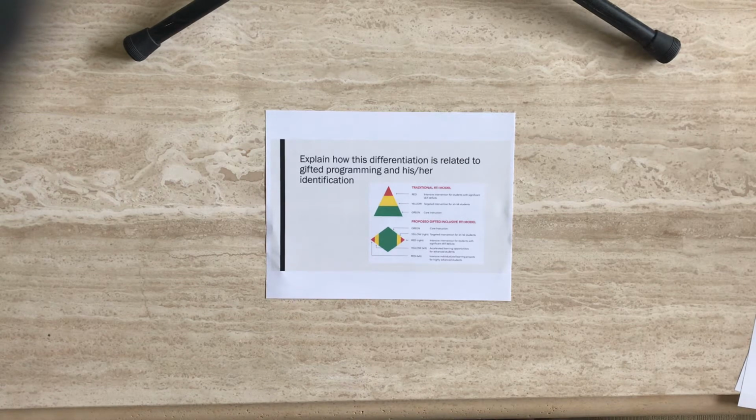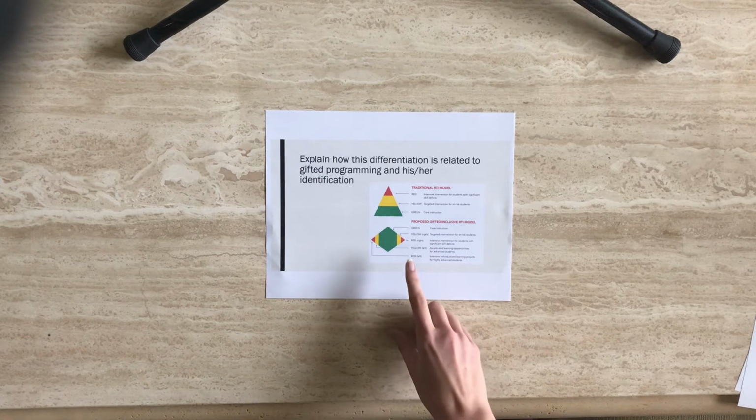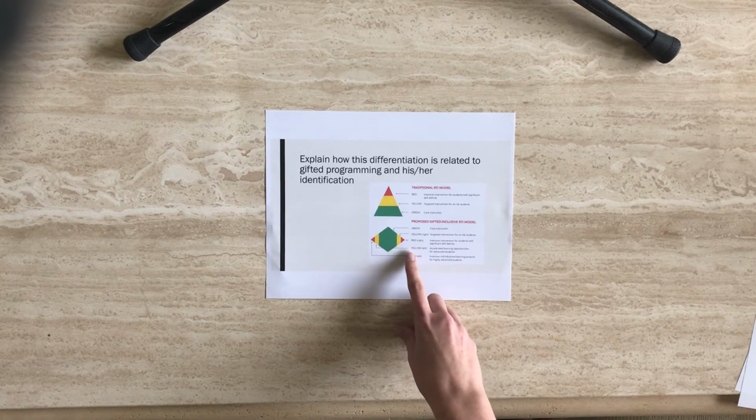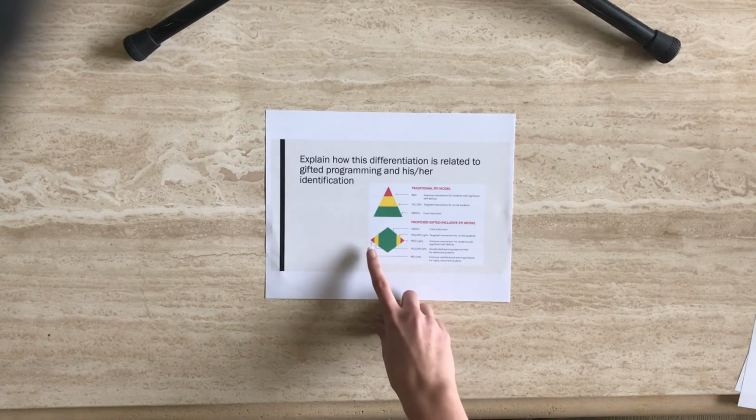For example, Tier 2 services may include acceleration in core subject areas or enrichment in an area of interest. If you look at the proposed gifted inclusive RtI model, it shows support for gifted students who are not meeting grade level expectations, as well as students who need accelerated interventions.